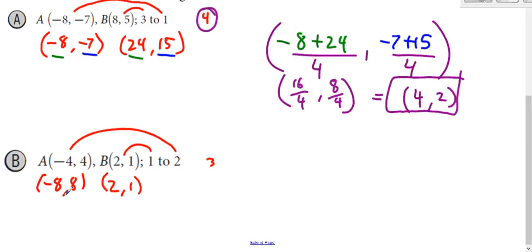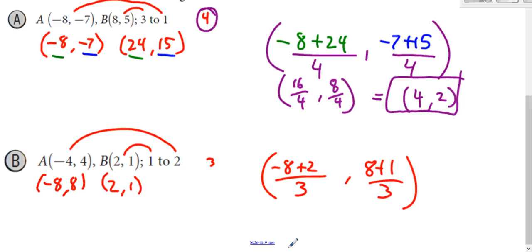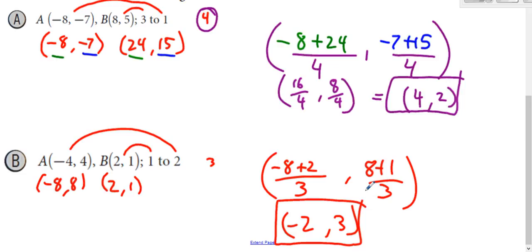And you add those first numbers, -8 and 2, divide by 3. You add the second numbers, 8 and 1, and also divide by 3. Remember, the 3 is coming from adding 1 plus 2. So negative 6 over 3 is negative 2. 9 over 3 is 3. So there's the point that divides it into a 1-to-2 ratio.